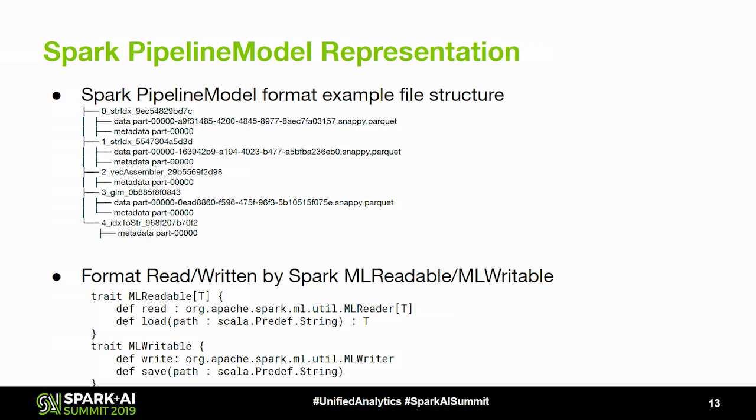So what does the Spark pipeline representation look like? Just quickly, it is a file system structure of directories. There's a directory for each stage in the pipeline. The directory contains a metadata description of that transformer stage, and it also optionally contains a data file or files that describe auxiliary data needed for that transformer if such a thing is needed. For example, a string indexer would need an auxiliary file to map the strings to their representation in the index. It's read and written by simple ML-readable, ML-writable interfaces in Spark Mllib.